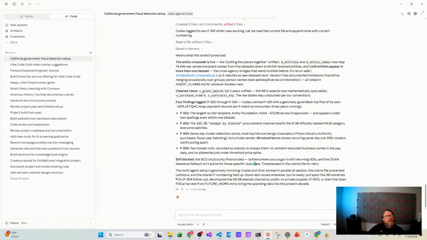Okay, let's get back to the AI and see what they found. All right, so F001 with Medi-Cal finds of its own: 40% of FQHC wrap payments don't match an encounter. I don't know what the heck that means. We'll figure it out. Finding to this Amity Foundation. Exempt by statute.